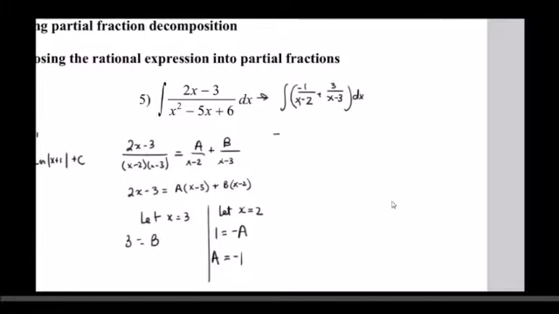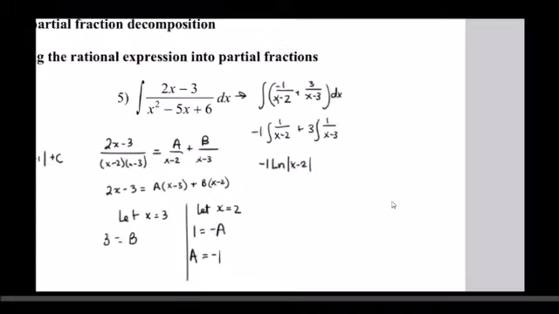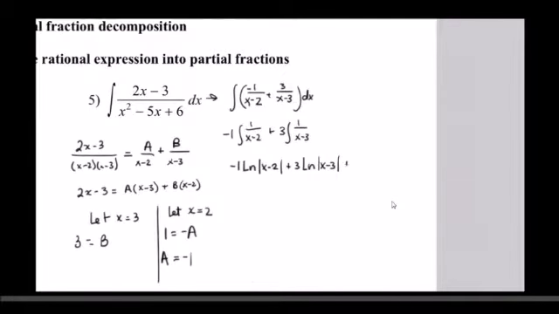So this could be negative 1 times the antiderivative of 1 over x minus 2, and then take the 3 out. And again, it's a du over u situation, which is natural log. So we have negative 1 times the natural log of the absolute value of x minus 2 plus 3 times the natural log of the absolute value of x minus 3 plus c.